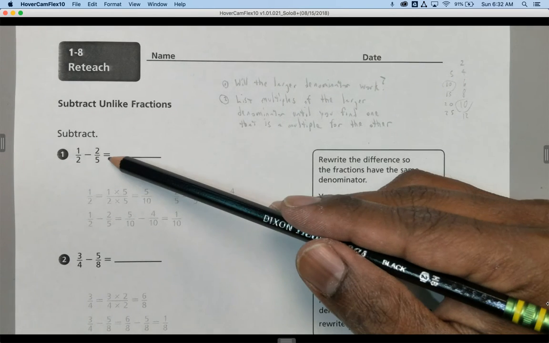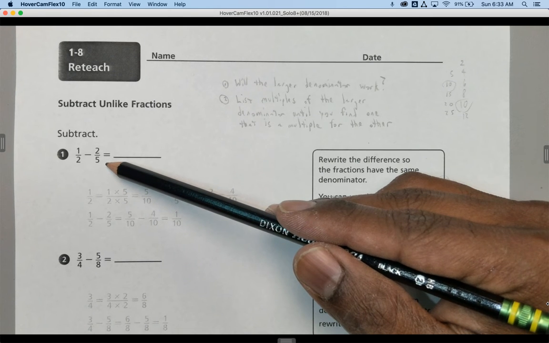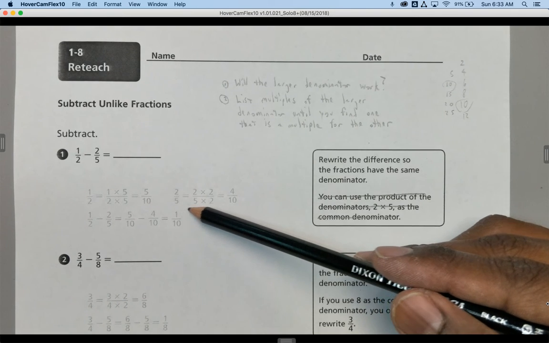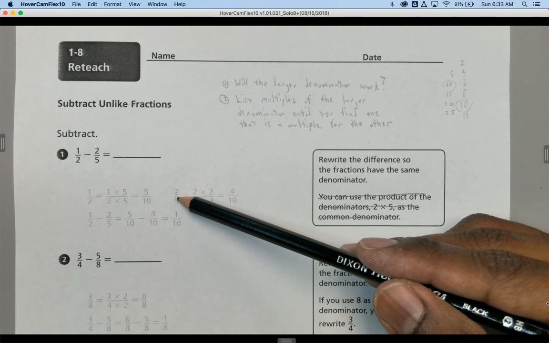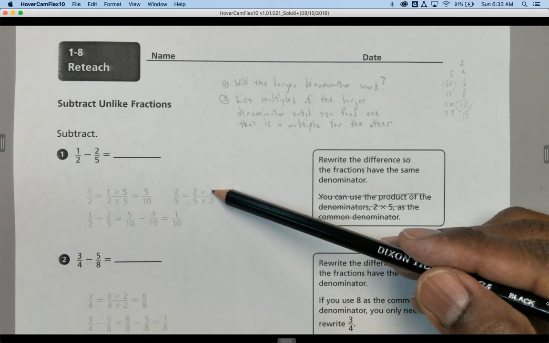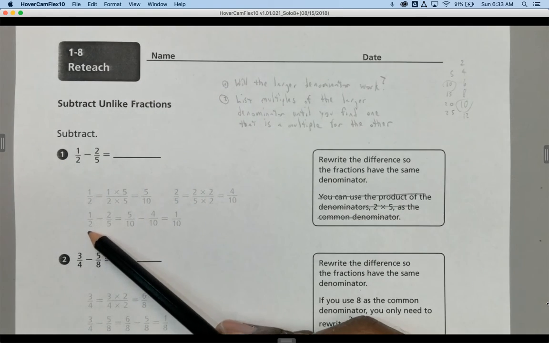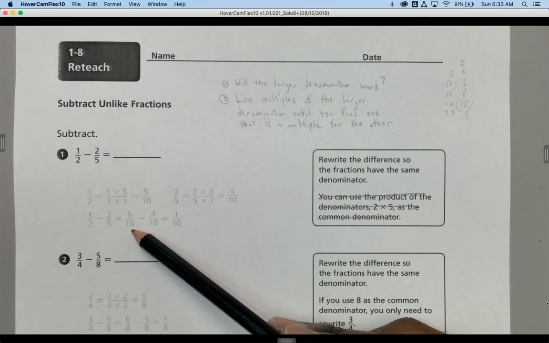The next fraction, 2/5. Likewise, we're going to rewrite that as something over 10. We start with a denominator of 5. Multiply that by 2 to get a common denominator of 10. What we do to the bottom, we must do to the top. We start with a numerator of 2. Multiply that by 2 to get a new numerator of 4 tenths. Now, we have rewritten the original problem, 1/2 minus 2/5, as 5 tenths minus 4 tenths.